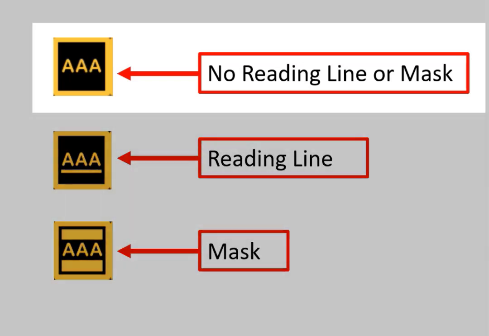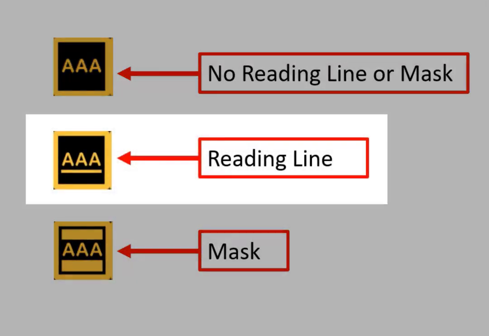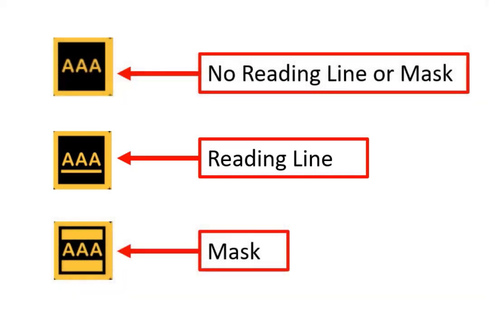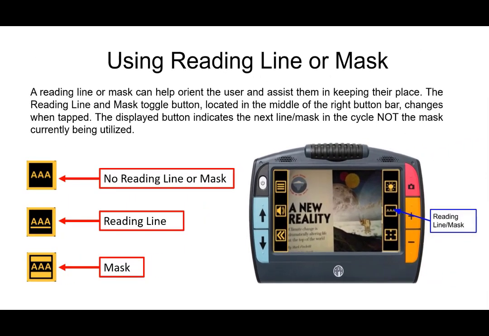So if you want to move to no reading line or mask, there's going to be 3 A's in a row with no emphasis on them. If the next reading line or mask you want is to have a line, those 3 A's will have an underline added to them. If you want a mask, there will be a mask on the upper and lower parts of the screen that show the A's on it. So I would definitely experiment with that and see what kinds of view look best to you. But it's definitely one of those things that's highly personalized.